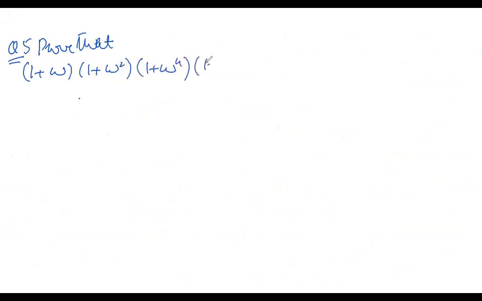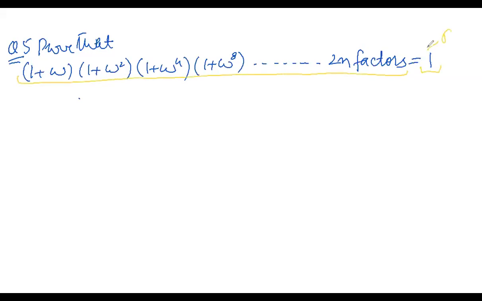Question number 5, my dear student. Prove that, what to prove? 1 plus omega into 1 plus omega square, 1 plus omega 4 and 1 plus omega 8 till 2n factors is equal to 1. Again, my dear student, look carefully. This is your left hand side and this is your right hand side.